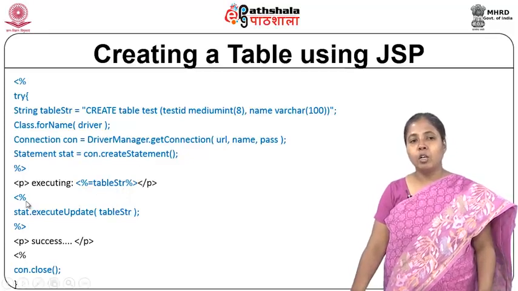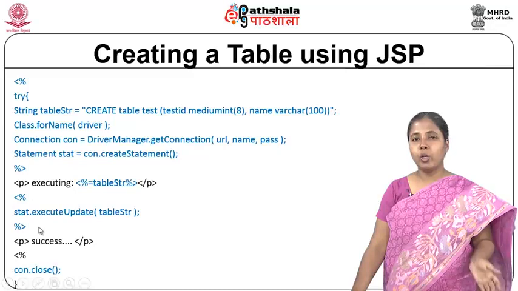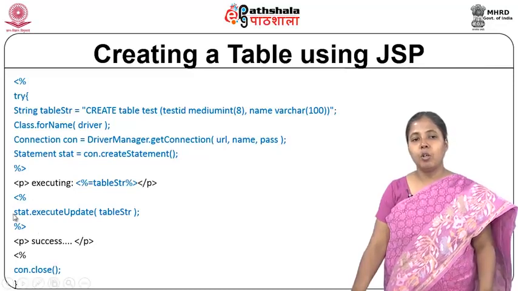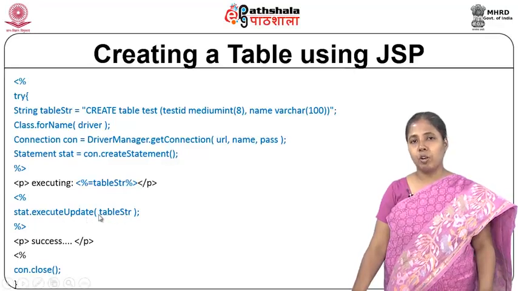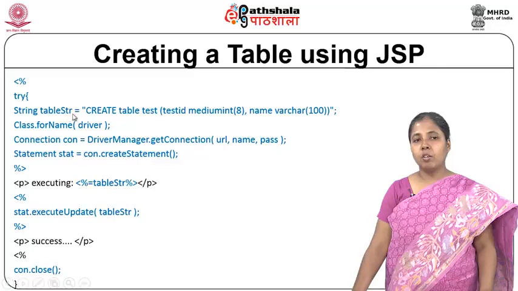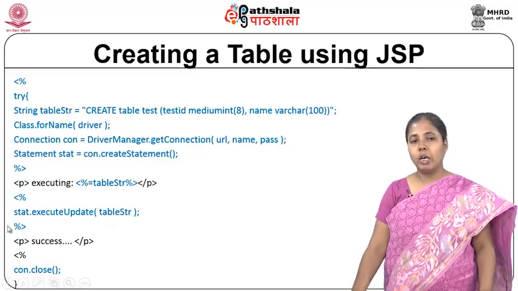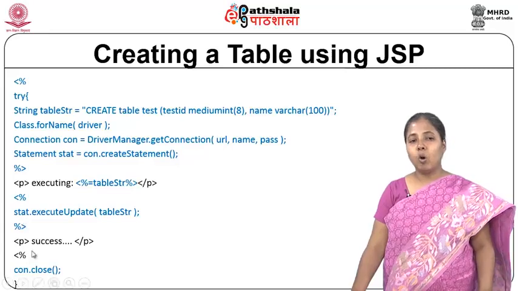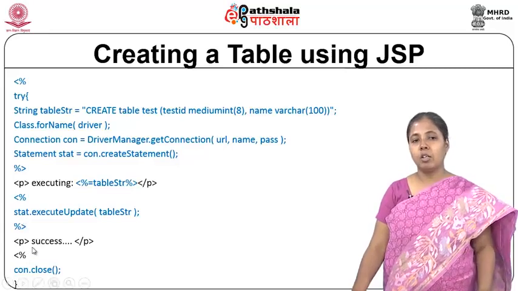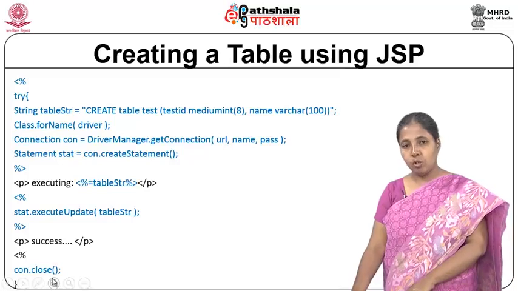Now again you start your scriptlet where you want to execute your create statement. So the statement, st, is the statement object, dot executeUpdate of the table string. So table string is nothing but the create statement. So the query string is given here, that would get executed. So here you want to now print on the screen a message like success. So this is the text that is printed in the HTML page, and now you want to close the connection. So connection dot close.